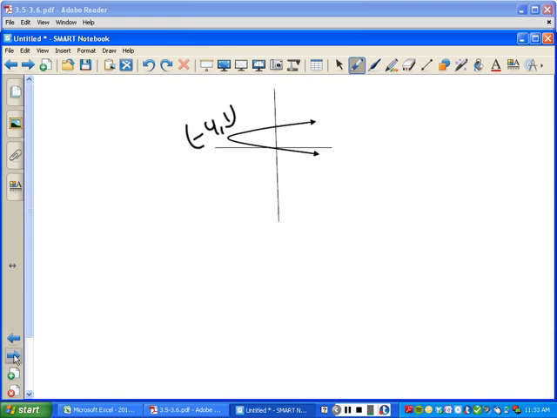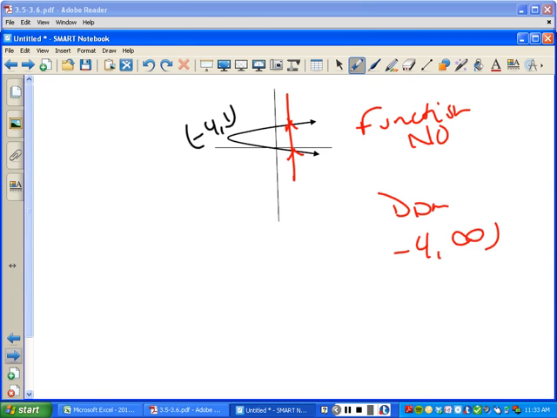Lastly, I'm going to do these for you because I got another discussion I have to have with you. Is this a function? The answer is no. Why? Fails the vertical line test right there. What is the domain? The domain is negative 4 to infinity. Why? Because the graph starts at negative 4 there and it goes all the way to the right. So that's negative 4 to infinity.